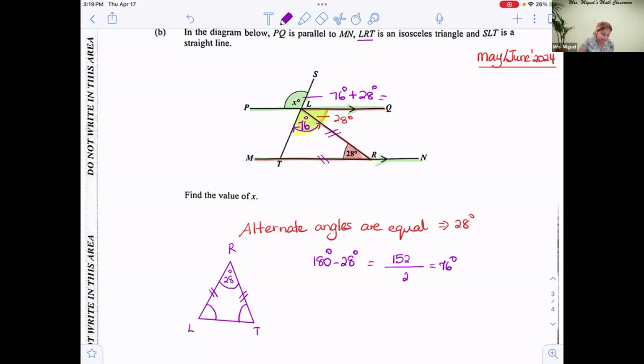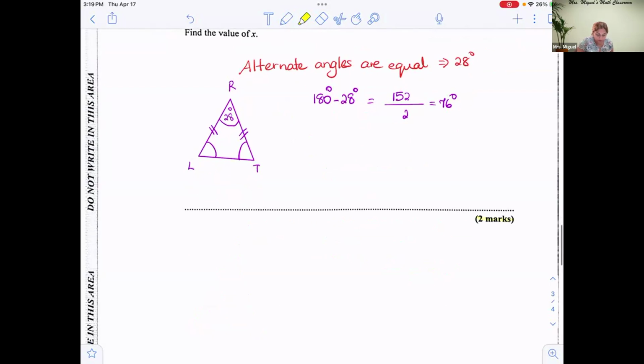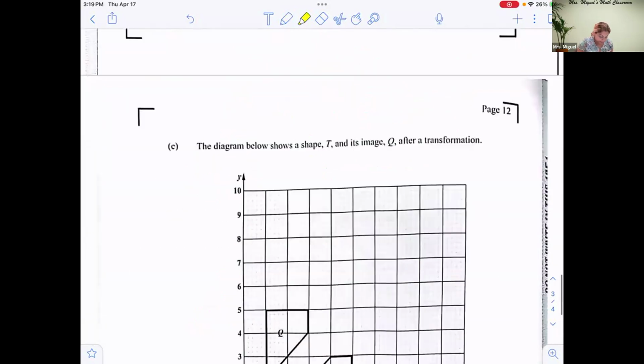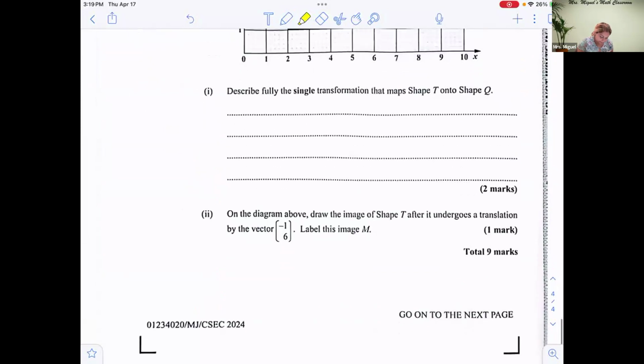So once you added the numbers correctly, you are supposed to get 104 degrees. So the 2 marks was within our grasp, within our reach, right?